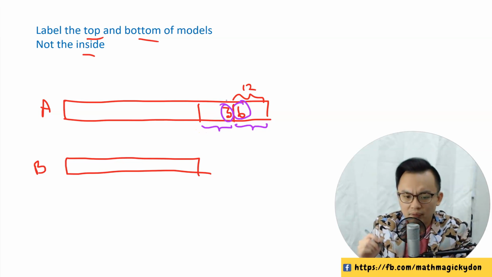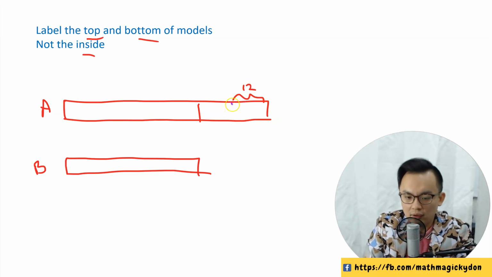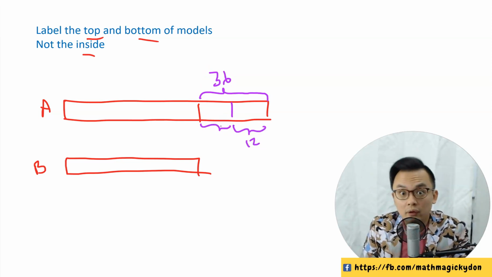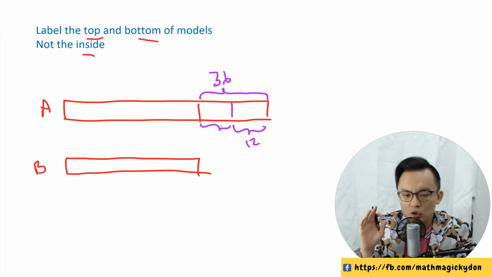All right. So when you are labeling, do not label the inside of the models. Label the bottom of the models like this. So you cut your 12 here, and then when you have 36, what you want to do is to label like this 36, and then I say I gave 12 away, and then how many am I left with? Okay, so it makes it so much clearer when you are cutting.